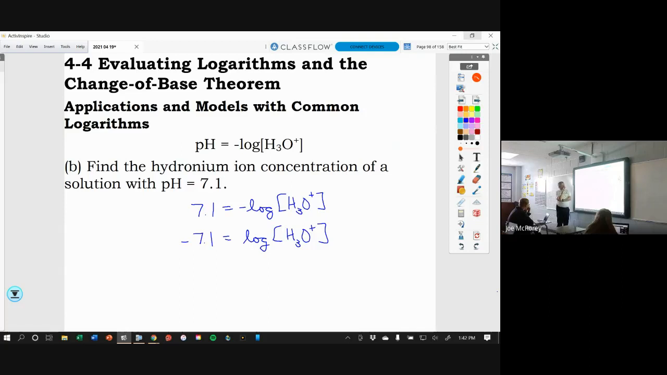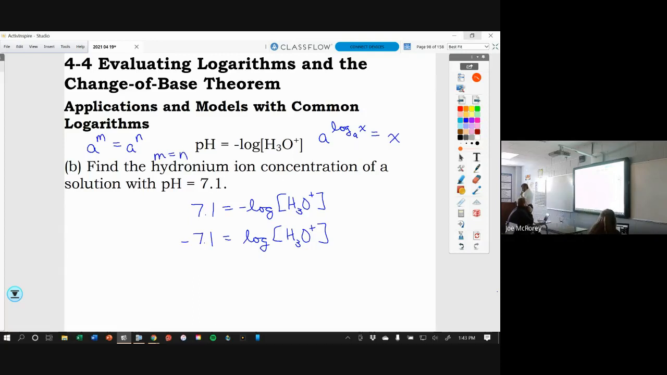Last week, there were a couple properties. One of them looked something like this. That's an A. Remember that? So A raised to the log base A of X is simply X. And there was another property we looked at last week that looked like this. You remember that one? Yeah.